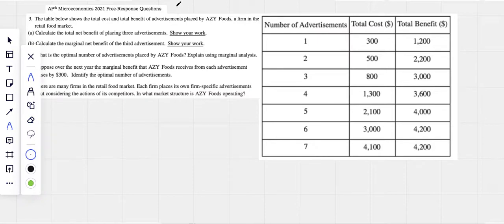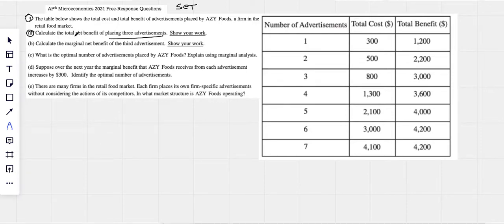This is set 2, and this is number 3 for 2021. This is more of a utility sort of question, called total cost, total benefit, marginal cost, marginal benefit. Show the total cost and total benefit of advertisements placed. Calculate the total benefit of placing 3. Now, be careful here. I read that as total benefit, but it's the total net benefit.